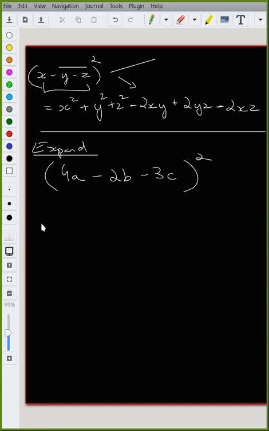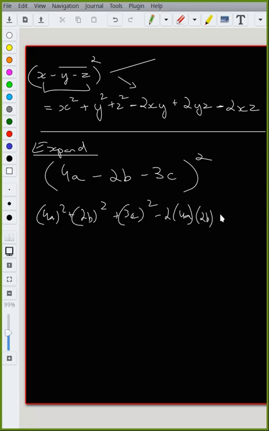Sir, 4a square plus 2b square plus 3c square minus 2 into 4a into minus 2b. Then if you take a minus sign and then you put another minus sign, we'll get a wrong answer, right? So either you take plus here and then do minus, or you just do minus 4a into 2b. Either you do all pluses everywhere and then put the signs, or you do minus and then leave it as that. Because we know minus and plus will become minus there.